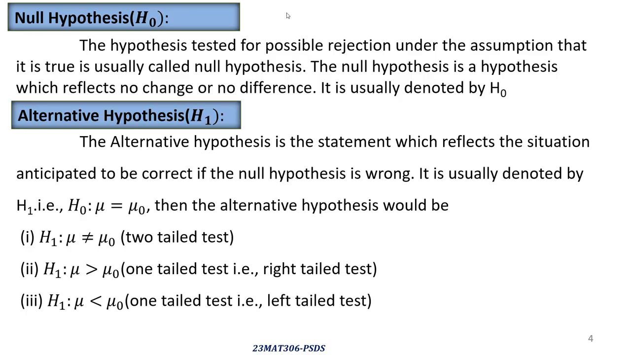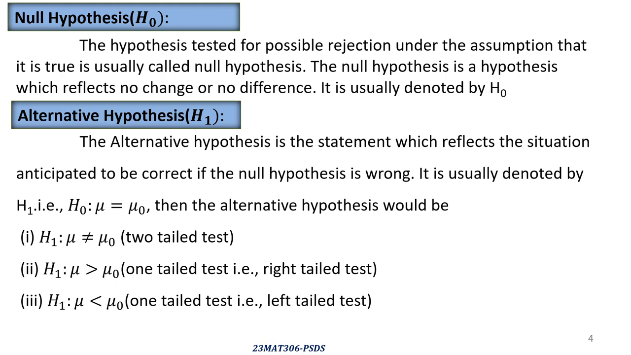Next, we are going to see about null hypothesis and alternate hypothesis. This is very, very important. Null is represented as H0 and alternate hypothesis is represented as H1. The null hypothesis is the hypothesis tested for possible rejection under the assumption that it is true. It reflects that there is no significant difference between the calculated value and the tabulated value, and it is denoted as H0. Alternate means which reflects the situation which is contrary to the null hypothesis. It is usually denoted as H1. Generally, for H0 we will consider mu equal to mu naught, where mu is the population mean and mu naught is the specified mean.